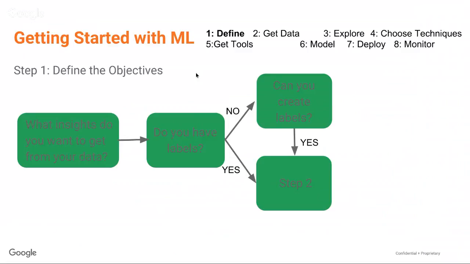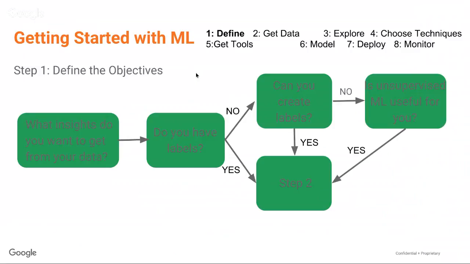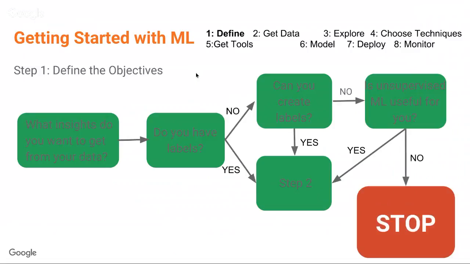If I say yes, I can create the labels, I'll go to step 2, that is get the data. But if I say no, I'm going to ask myself one more question: is unsupervised ML useful for you? If I say yes again, then I'll go to step 2. If I say no, then I need to stop. This means that I can't proceed with building an ML model in this particular case.